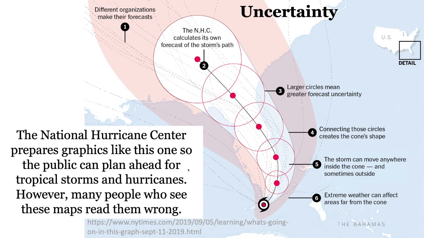So the National Hurricane Center prepares graphics like this one, maybe not so clean, for news centers to allow the public to prepare for that uncertainty. But many people get it wrong, or at least the interpretation goes wrong, and this is also true when we describe uncertainty in our research. So we need to be careful about how we talk about this.